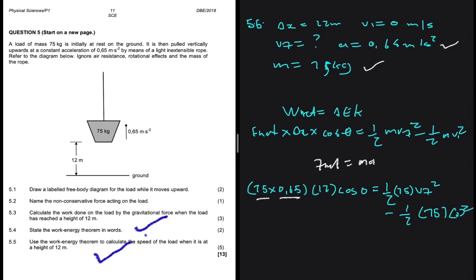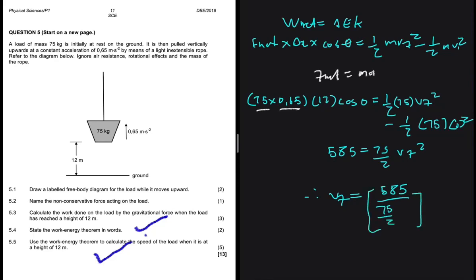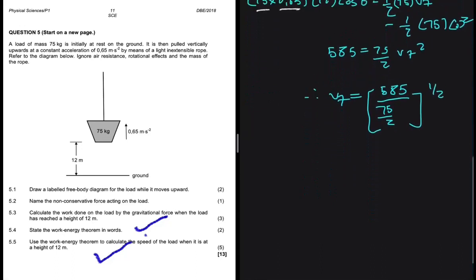And now we are essentially done with the physics. We're just solving for VF squared. Now we just have to do the math essentially. On the left hand side, we have 585, and then it's supposed to be equal to 75 divided by 2 times VF squared. And then it is easy to see now that VF will be equal to 585 divided by 75 divided by 2, and everything to the power of a half. That's the same thing as taking square roots on both sides, and then we get VF being equal to 3.95 meters per second.